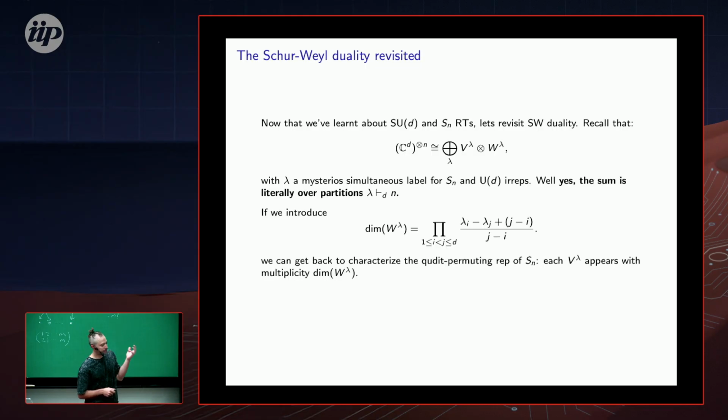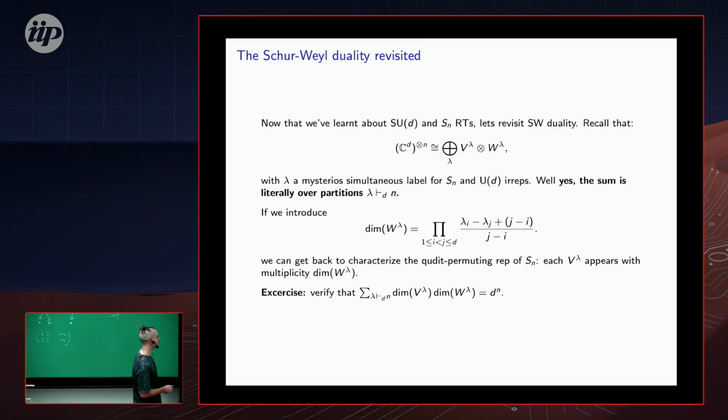If we, for example, introduce a formula for the number of paths in the branching of SU(D) from lambda, it's given by this thing, you can now characterize how many times the irrep lambda of S_n appears in the qubit permuting representation. That's this dimension. So you can describe this qubit permuting representation in great detail. In principle, you need to verify that for all of these partitions, the product of dimensions of SU(D) and S_n, when you sum, should be d to the n.